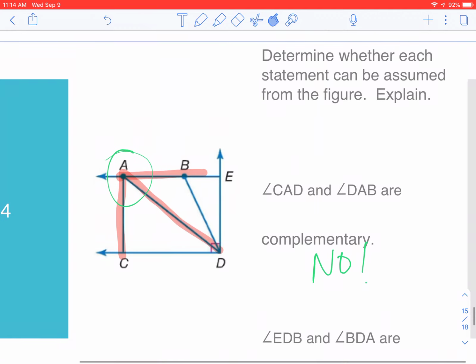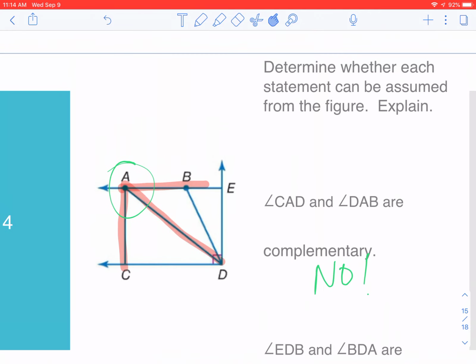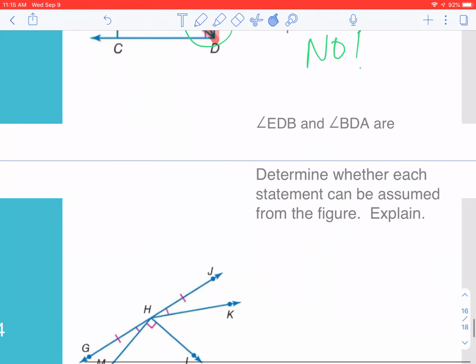EDB and BDA, that got cut off there. I apologize. EDB and BDA, are those adjacent, let's say? Yes, they are adjacent. They're right next to each other. Are they congruent? We can't tell. Are they complementary? No, they don't add up to 90.